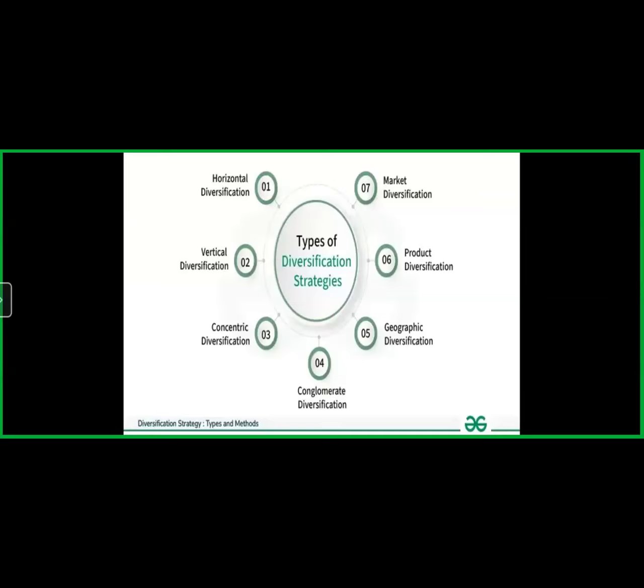And the two general types of diversification are related diversification and unrelated diversification. Now we will move on to the types of diversification strategy. So first one is the horizontal diversification.